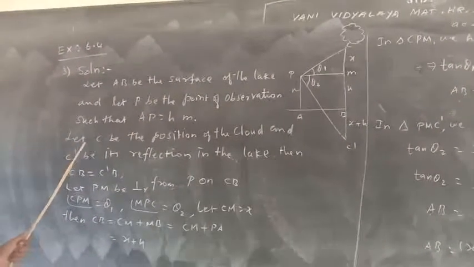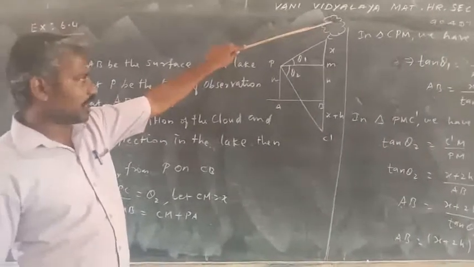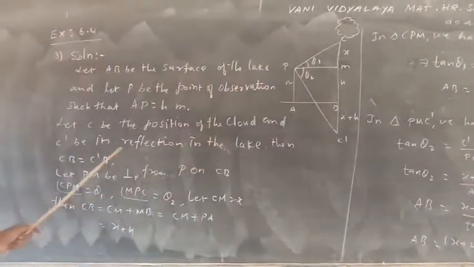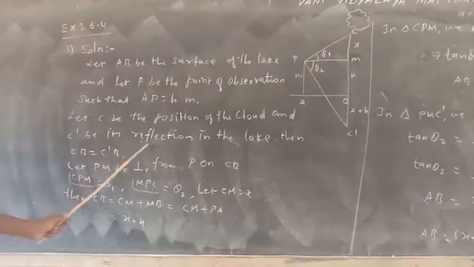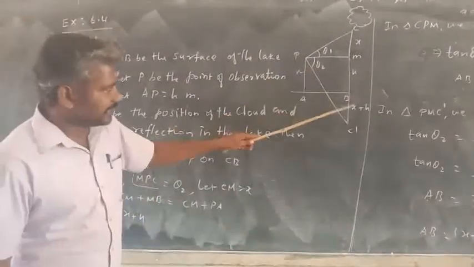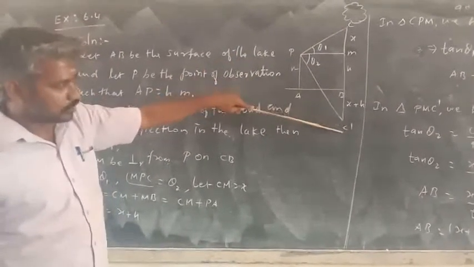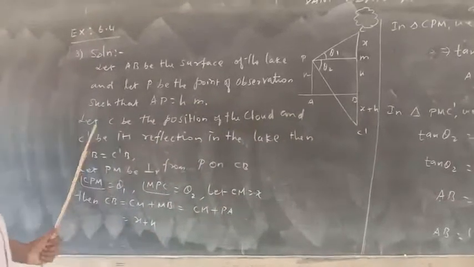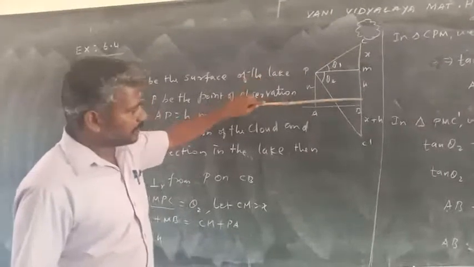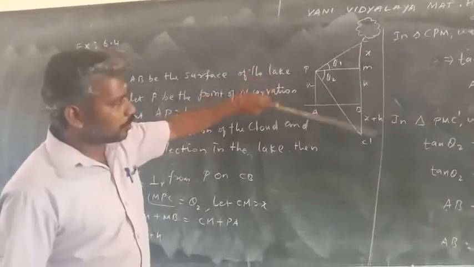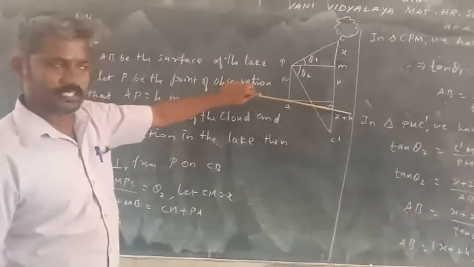Let C be the position of the cloud. C dash is its reflection in the lake. This is C, this is C dash, the reflection of the cloud. CB equals C dash B; both are equal, so this is X, and this is H, so X plus H.